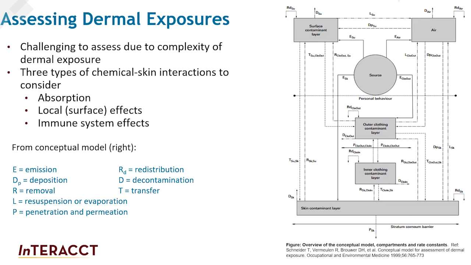The complexity of dermal exposure makes assessing them more challenging compared to inhalation exposures. In the overview of the conceptual model compartments and rate constants shown on the right, we can visualize this complexity. There are essentially three types of chemical-skin interactions. A chemical may be absorbed through the skin and enter the bloodstream, where it can contribute to the systemic load, causing systemic health effects on the target organs, such as a kidney, liver, or brain.